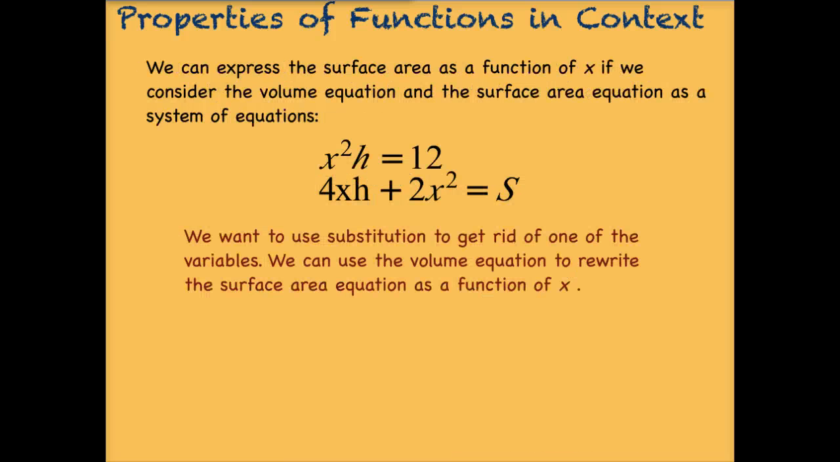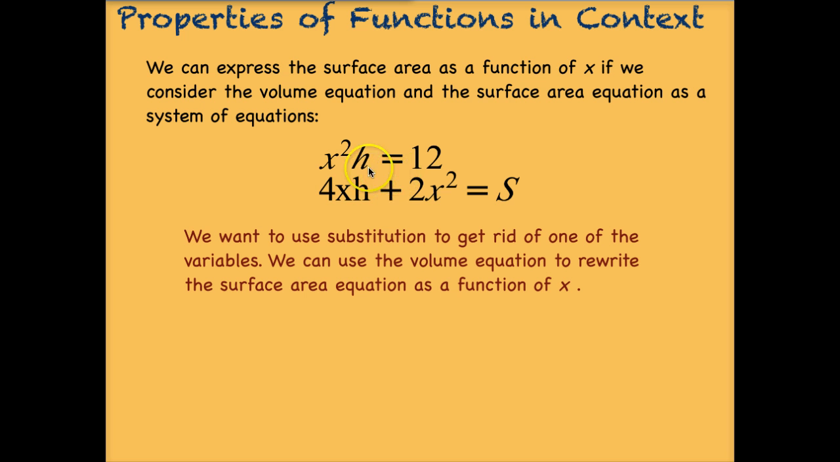Well, think about systems of equations. We can express the surface area as a function of x, meaning we'll have s equal to only an x variable, if we consider the volume equation and the surface area equation as a system of equations. So we have 2 equations that we can combine as a system of equations. If we use substitution to get rid of one of our variables, then we can use the volume equation to rewrite the surface area equation as the function of x. Pause the video and think about how we might do this. Remember, our ultimate goal is to get rid of h.